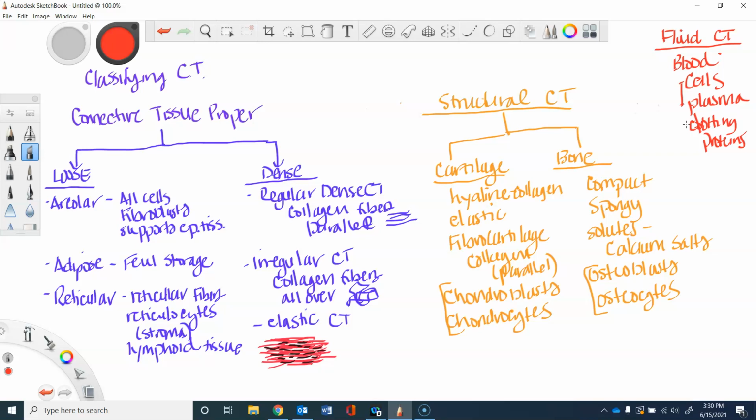Okay, so those are the types of connective tissue, and that's the best way to learn them. Connective tissue proper, and then separate those into loose and dense, and then structural connective tissue would be cartilage and then bone, and then fluid connective tissue, which is the blood. So the more organized you are about your study, the easier it will be.